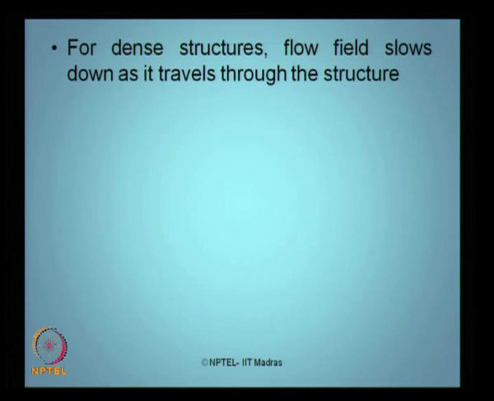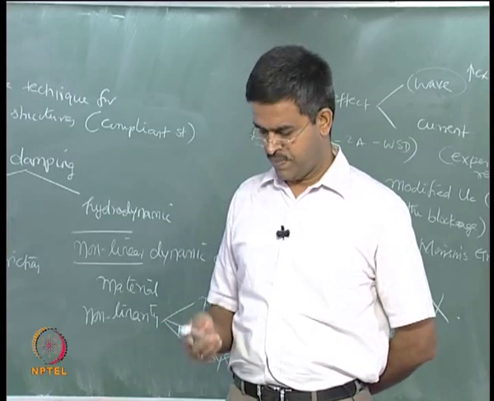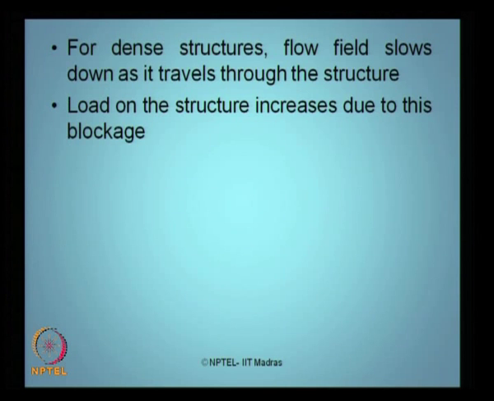When you have dense structures where there is a series of cylinders kept parallel and normal to the direction of flow, they cause what we call interference to the fluid flow, which is called the blockage factor. Because the fluid flow slows down, the velocity decreases, it retards, and it enhances the forces. So loads on the structure increase due to this blockage.